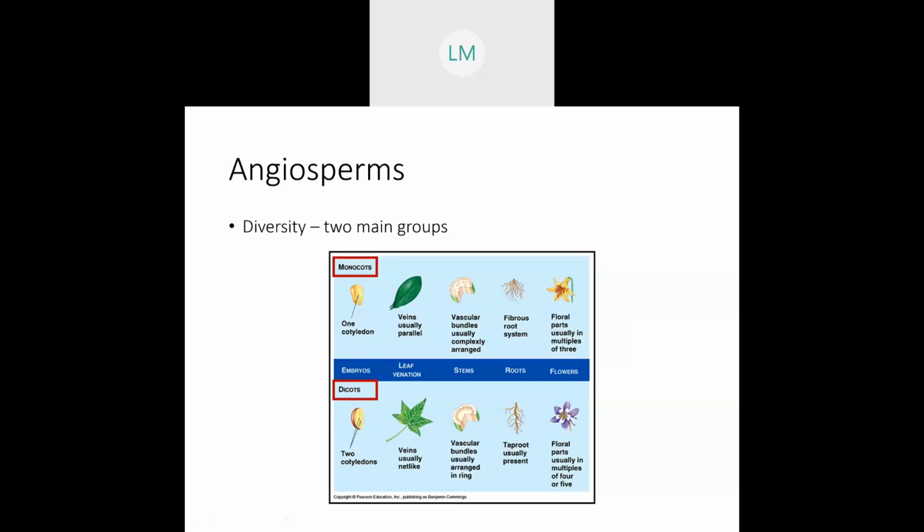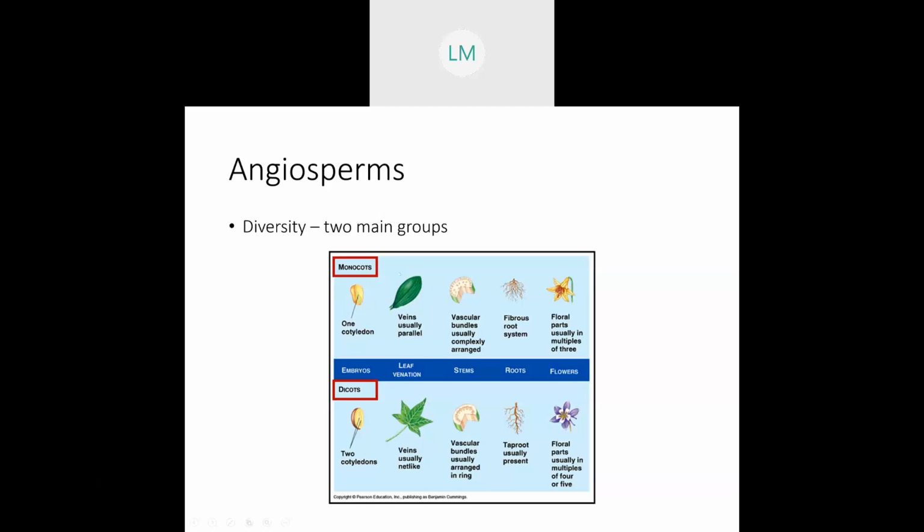Within our angiosperms, we have two main groups when it comes to the diversity. Those two groups are called monocots and dicots. They're named monocot and dicot because of these structures called cotyledons. These are basically little primitive leaves that are within the seed, so these seed leaves. In monocots, there is one, and in dicots, there are two. Okay, so monocots and dicots are grouped based on the presence of these little seed leaves. And then they also have some other structures that are common between all of them within these groups.